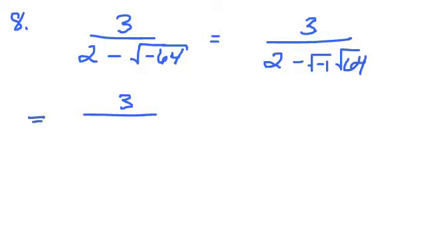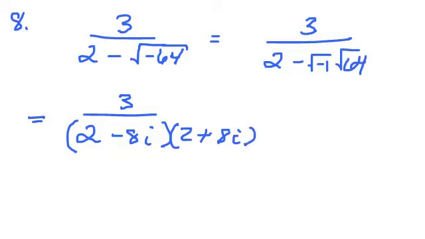So we'll have to multiply through by the conjugate. Alright, so this is going to be 8, so we're going to have minus 8i. So we'll go ahead and do that first. Now we'll go ahead and multiply by the conjugate, 2 plus 8i, times 2 plus 8i.